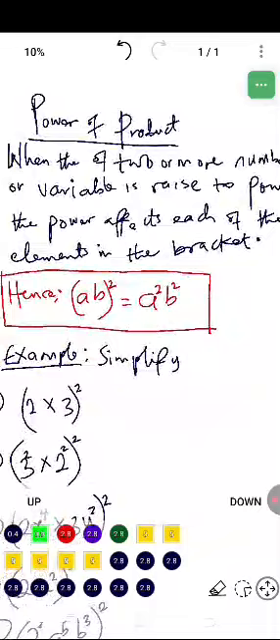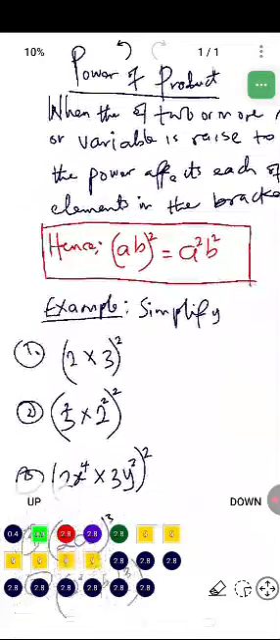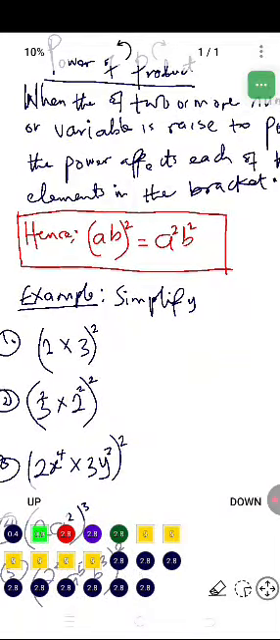When the product of two or more variables is raised to a power, the power affects each of the elements in the bracket. Now, what does that mean? It means if, for example, we have ab raised to power 2, then a is raised to power 2 and b also is raised to power 2.